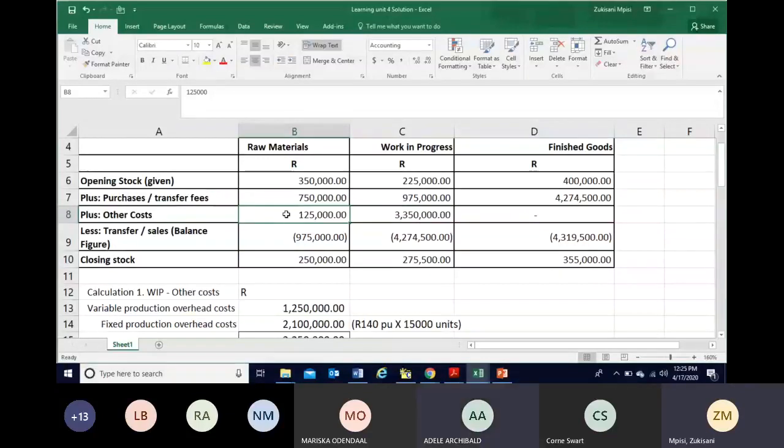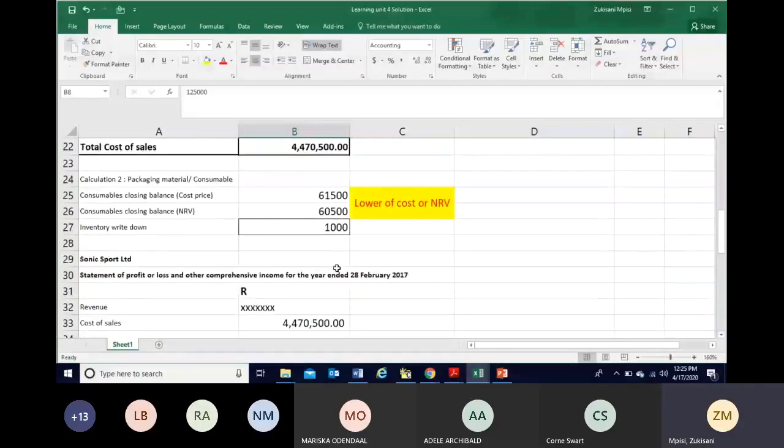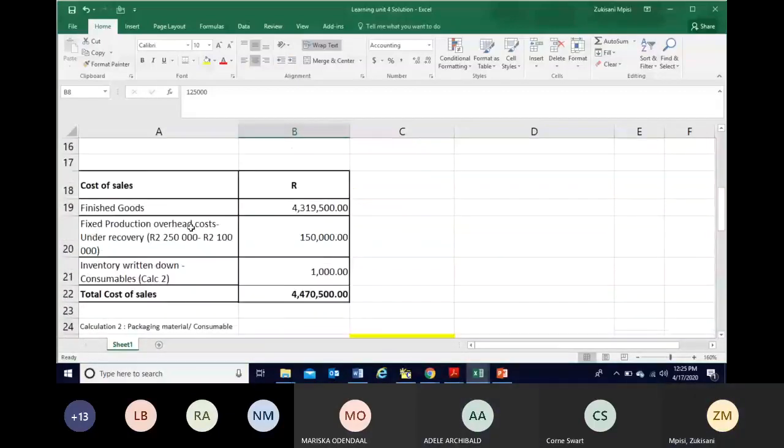Remember, always excluded are abnormal spillage and selling cost, because all of those are actually included when you are calculating your cost of sales. Like the under-recovery or over-recovery would be included here. Inventory written down, and if there was any abnormal spillage, it will also be charged against cost of sales. So when we are dealing with under or over recovery, we say fixed production overhead incurred at normal capacity less what you actually got in terms of the actual cost that you incurred.